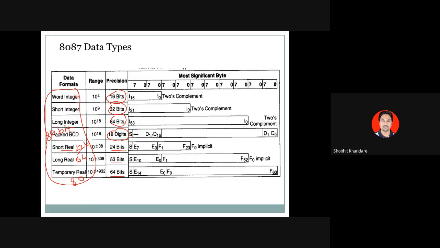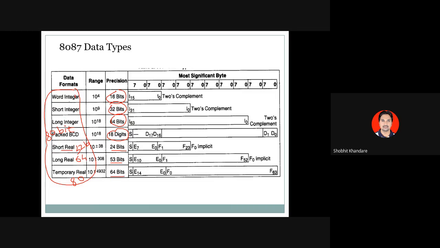So always remember, when you talk about the sizes, it is word integer 16, short integer 32, long integer 64, packed BCD 80 bits, short real 32 bits, long real 64 bits, and temporal real 80 bits. See here most significant byte is mentioned. So don't go with the understanding of this. You can just understand what the data format is.